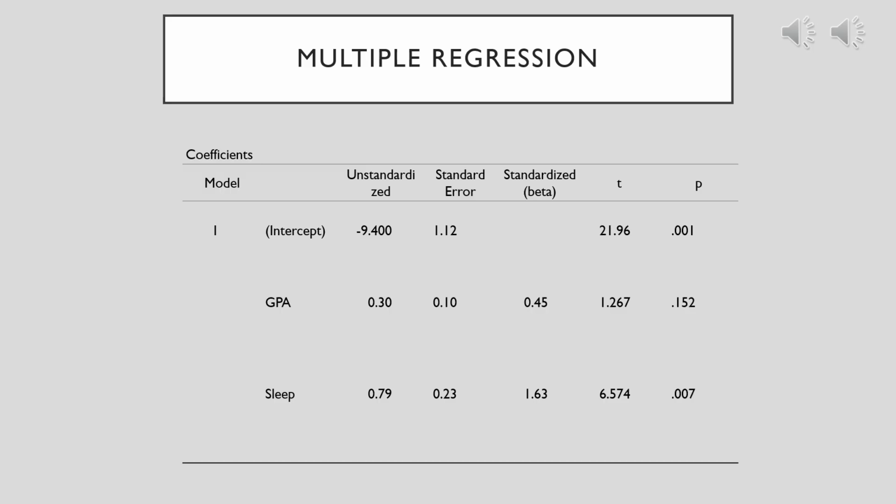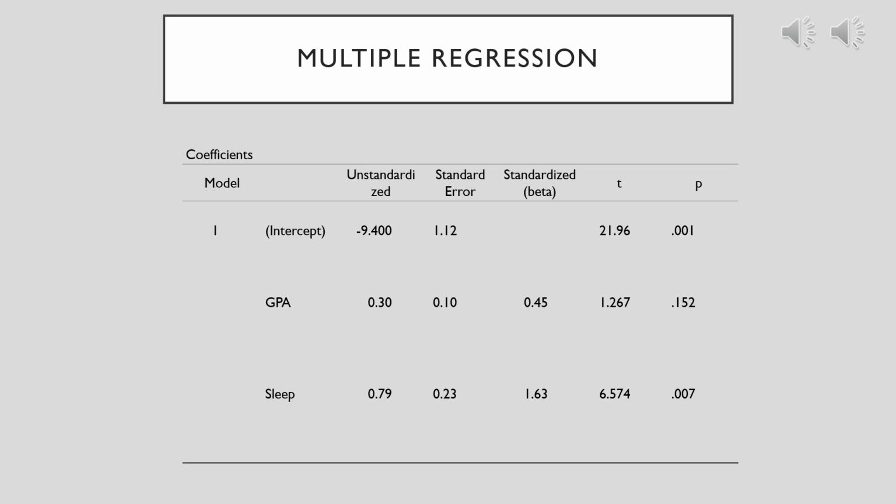So the units are unstandardized because they're whatever the original units are for sleep, which is in hours, and whatever the original units are for happiness, which is just a scale of 1 to 10. Whereas the standardized beta weight or standardized beta coefficient is in units of standard deviations. And so a 1 standard deviation increase in sleep corresponds to a 1.63 standard deviation increase in happiness, whereas a 1 standard deviation increase in GPA is associated with a 0.45 standard deviation increase in happiness.